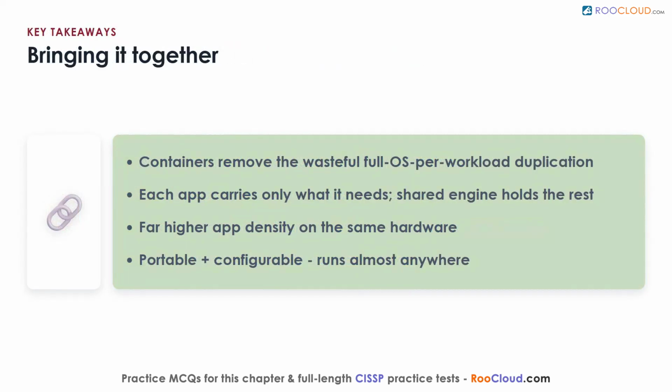Containerization removes the wasteful duplication of running a full operating system per workload. Instead, each app carries only what it needs, while shared elements sit in a common engine. That efficiency delivers dramatically higher application density on the same hardware. And because containers are portable and configurable, the same package runs almost anywhere, with control over how much the pieces interact. Grasp this model, and the cloud and DevOps material later in the series will click into place.